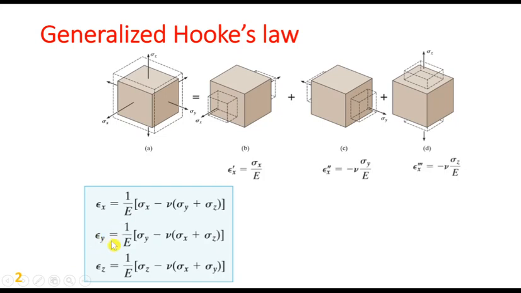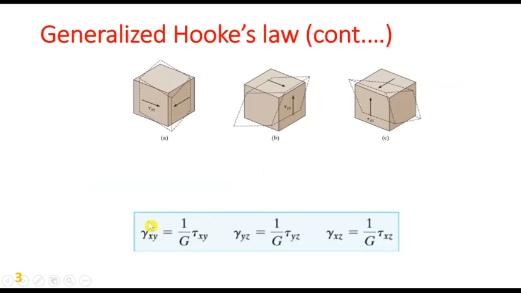Similarly, epsilon y is equal to 1 over E into sigma y minus mu into sigma x plus sigma z. Similarly, epsilon z is equal to 1 over E into sigma z minus mu into sigma x plus sigma y. So these are three equations having the relationship between normal stress and normal strain.